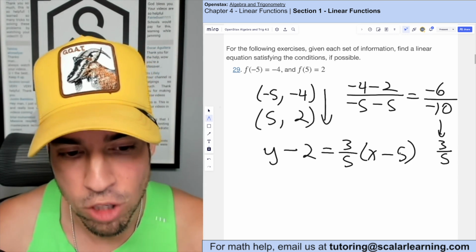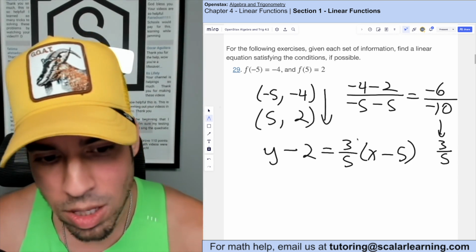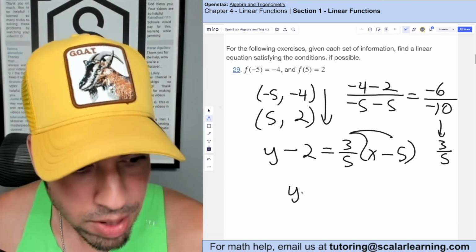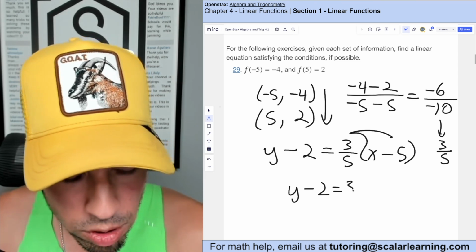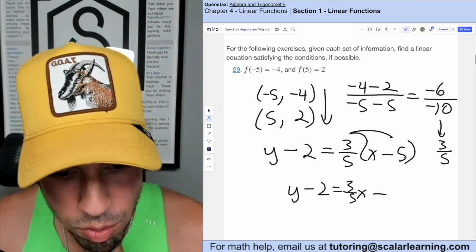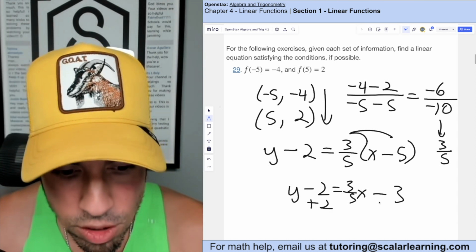And there's my equation. But to put it into slope-intercept form, that's how it's presented in the answers, all I got to do is do a little simplification. So we're going to distribute. I've got y minus 2 equals 3/5 x minus 3/5 times 5 is 3. Well, it's negative 5, so it's negative 3. And then last step, we're going to add 2 to both sides.